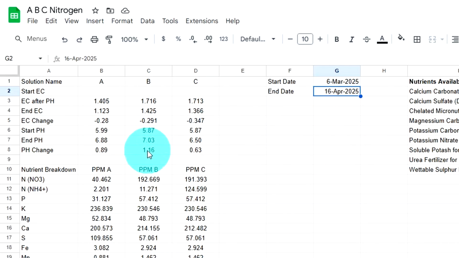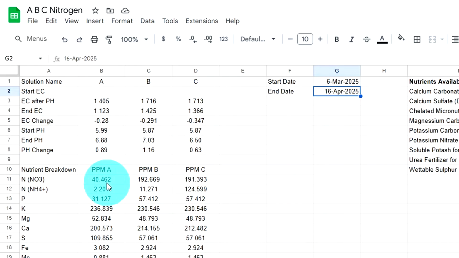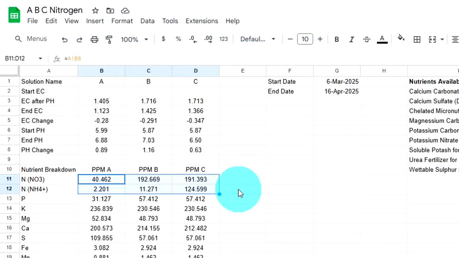Now, as far as the pH goes, we had an increase of pH of 0.89 on the A pail, 1.16 it went up in the B pail, and a 0.63 in the C pail. So all of them could have used some more pH down again to get more draw of the nutrients up to the plant. But if you look at the difference in nitrogen in this test, C had so much more nitrogen in comparison to the A side. There's like nothing in there.